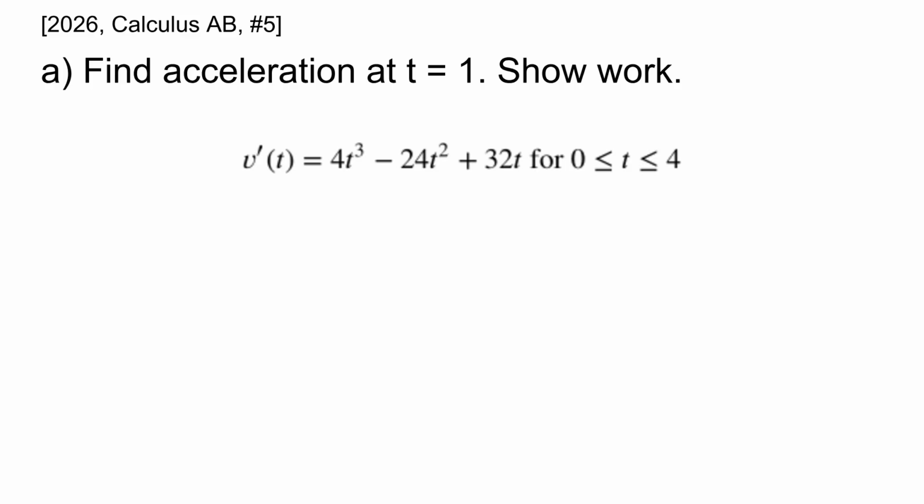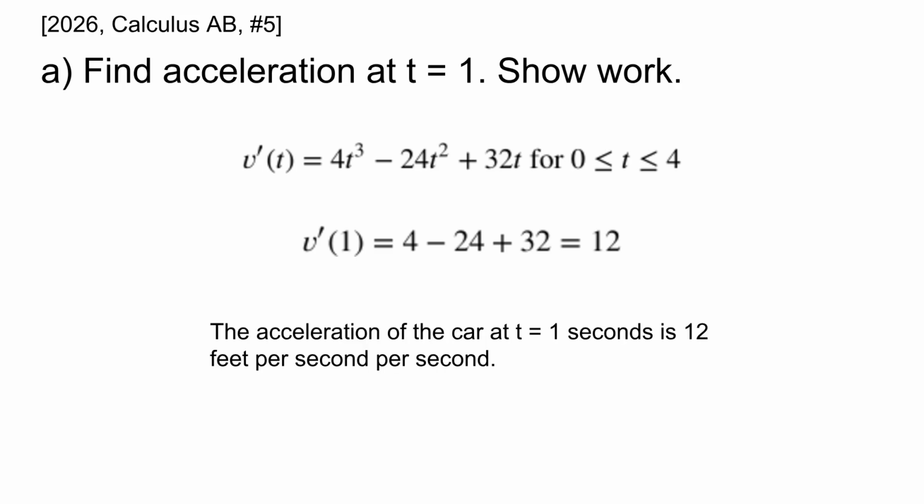And for that part of the piecewise function, we get v prime of t equals 4 times t cubed minus 24t squared plus 32t. Using v prime of t, we get v prime of 1 equals 4 minus 24 plus 32, which is positive 12. So the acceleration of the car at t equals 1 seconds is 12 feet per second per second.